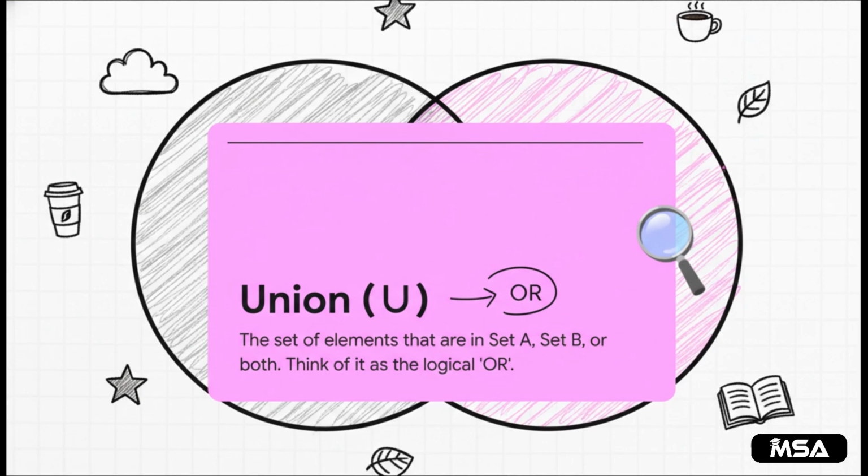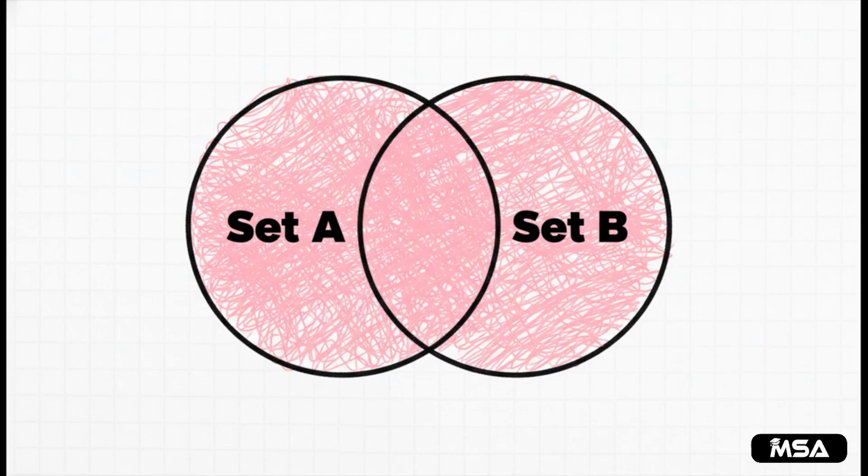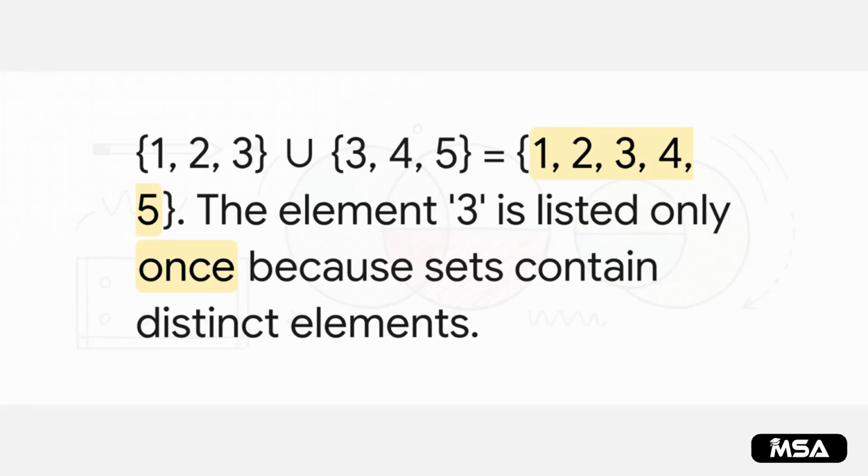It's like when you go online and search for cats or dogs. You get all the results for cats and all the results for dogs. That's a union right there. And this Venn diagram shows it perfectly. The union of set A and set B is the entire shaded area. You just grab everything in A, everything in B, including that part where they overlap. It's the whole shebang.